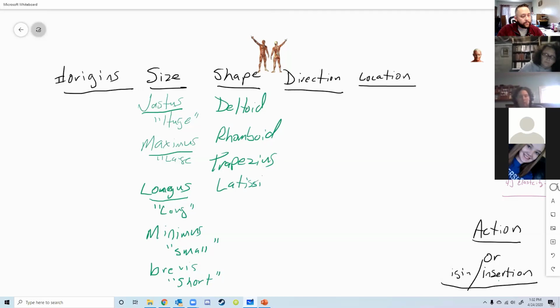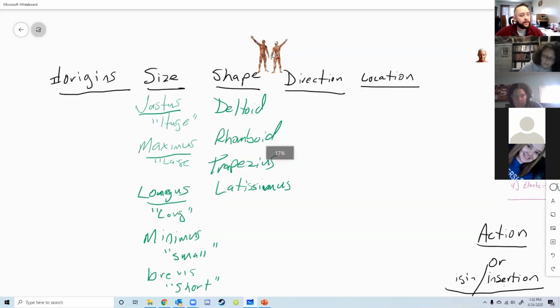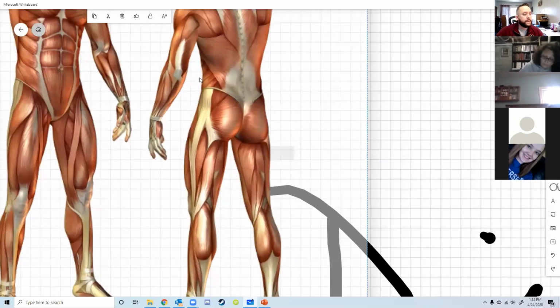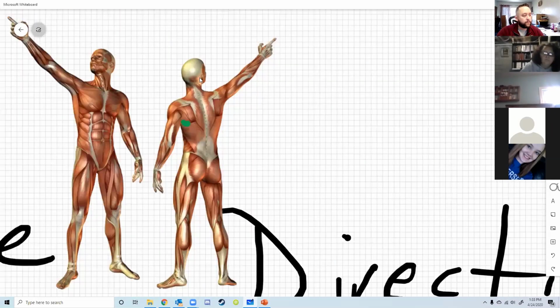Latissimus means like wide. So if you look here, big muscle right here. Latissimus dorsi. It's the swimmer's muscle. So when you see people working this out, they've got a big muscle right here popping out. It's the widest and the flattest and the strongest muscle in the back. Latissimus dorsi, dorsi meaning dorsal, posterior or back side of it.